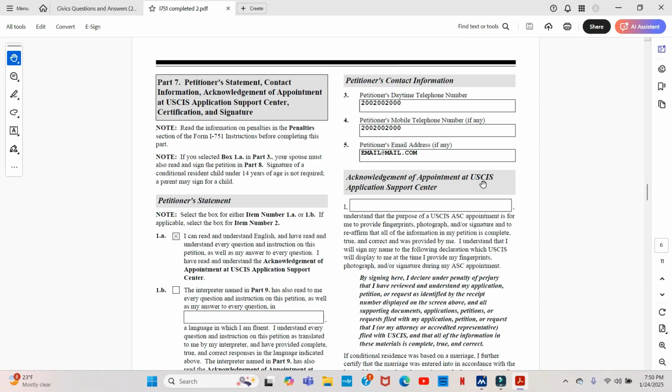Moving on. Petitioner's contact information. Again, this is the person's contact information, the person applying for the conditional residence to be removed, the applicant of this form. That person's daytime telephone number, mobile number, and email address go into this section here.